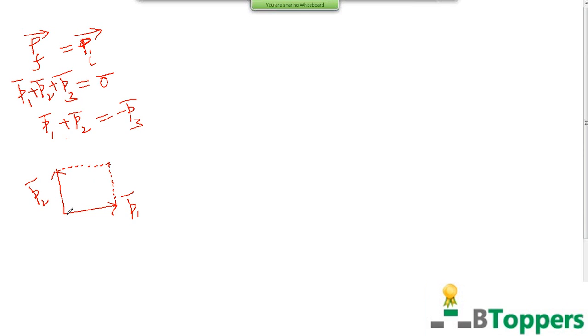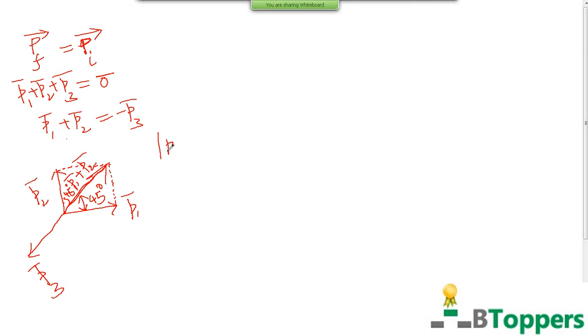So you can complete a rectangle with P1 bar and P2 bar as the adjacent sides. The diagonal represents the resultant of P1 bar and P2 bar. Because P1 bar and P2 bar have the same magnitude, the resultant bisects the angle between P1 bar and P2 bar. So the resultant of P1 bar and P2 bar makes an angle of 45 degrees with P1 bar and 45 degrees with P2 bar. The momentum vector of the third part will be opposite in direction to the resultant of P1 bar and P2 bar, as shown in the figure.